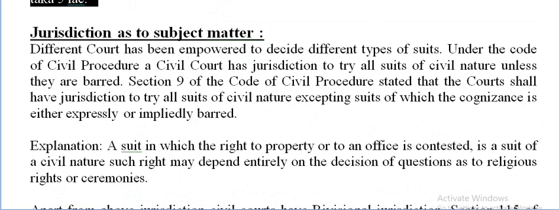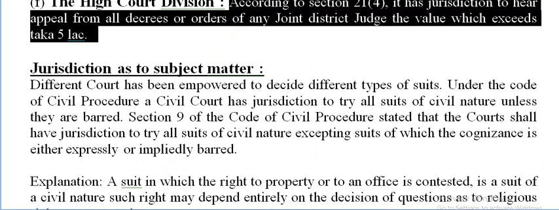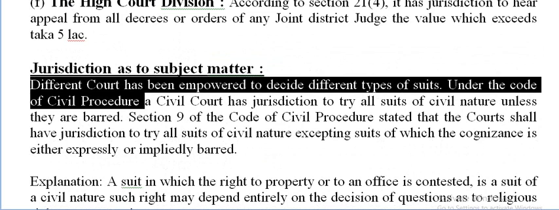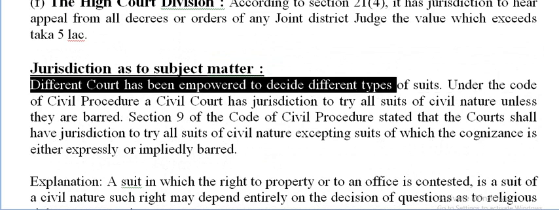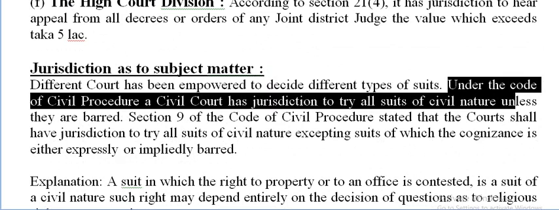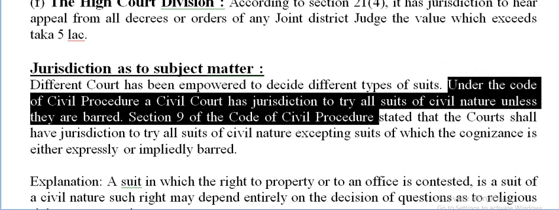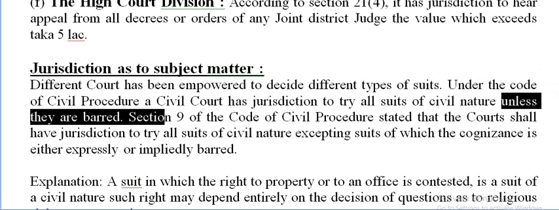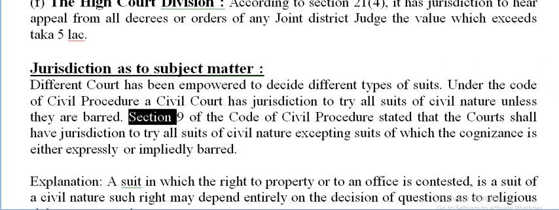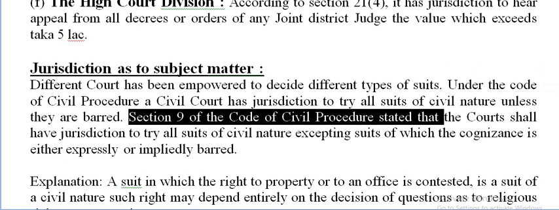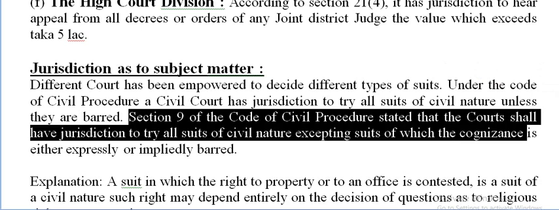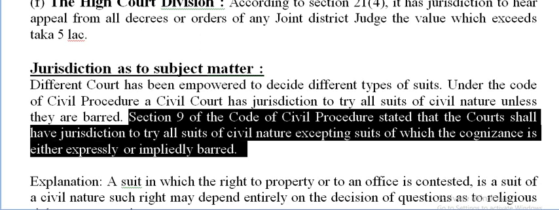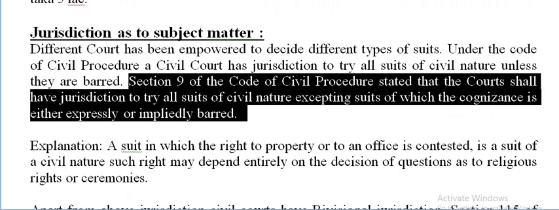Okay, now jurisdiction as to subject matter. Different courts have been empowered to decide different types of suits. Under the Code of Civil Procedure, a civil court has jurisdiction to try all suits of civil nature unless they are barred. Section 9 of the Code of Civil Procedure states that the court shall have jurisdiction to try all suits of civil nature, excepting suits of which the cognizance is either expressly or impliedly barred.